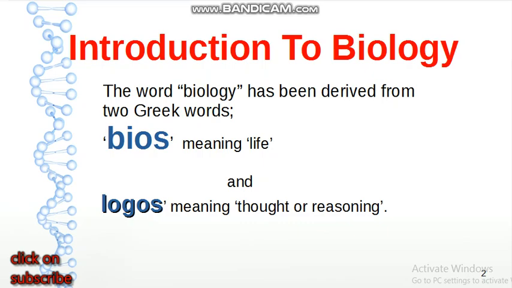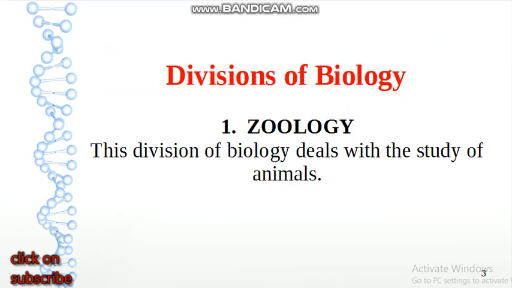Whenever you are studying any living organism or living thing, like plants, like animals, or microorganisms, it means you are studying biology. So biology is very vast. So scientists divided biology into three main groups. These three main groups are known as divisions of biology.